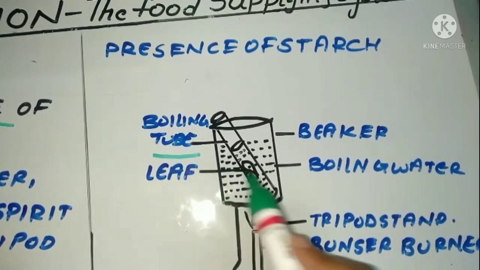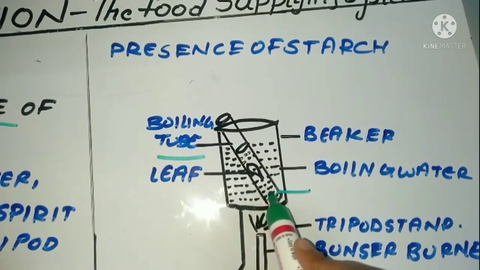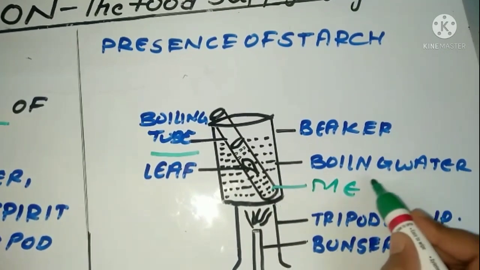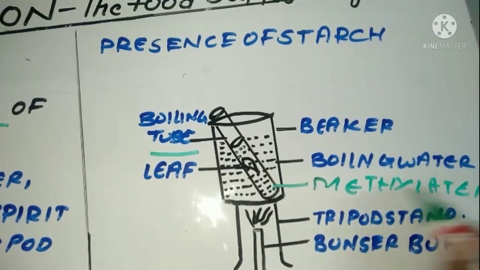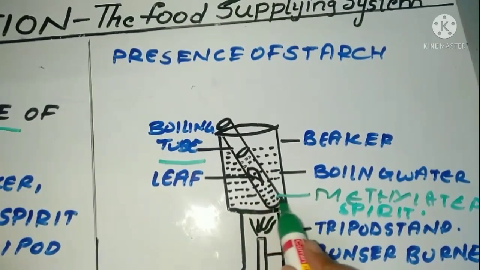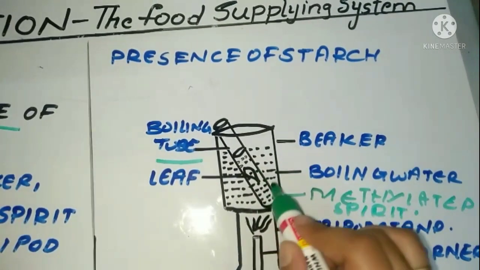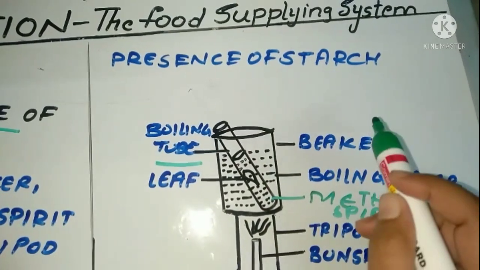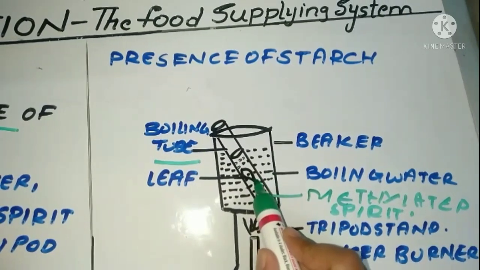In that boiling tube take some methylated spirit. This is methylated spirit. We have to take some amount of methylated spirit in this boiling tube. First, before performing this experiment, we have to take one potted plant and select a leaf from that plant. And we have to take that leaf and put it into this methylated spirit.